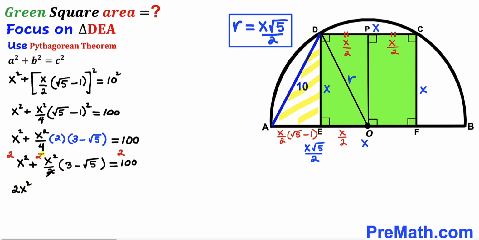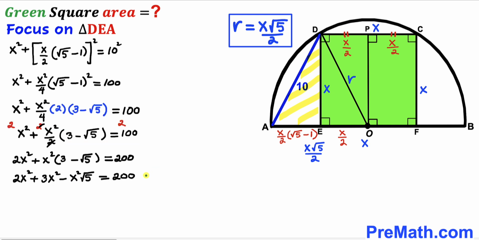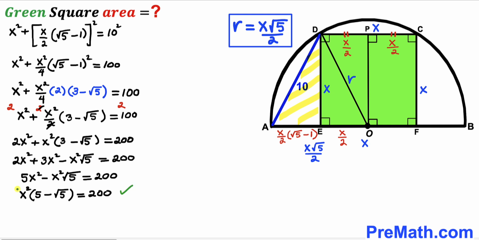Here 2 and 2 are gone. So we get x square times 3 minus square root of 5 is going to be equal to 200. And now we are going to distribute x square over here, as you can see in this next step. Now we can see 2x square plus 3x square is going to give us 5x square. And now we can see x square is in common. As you can see in this next step, I have factored out x square and we end up with 5 minus square root of 5 inside this parenthesis.